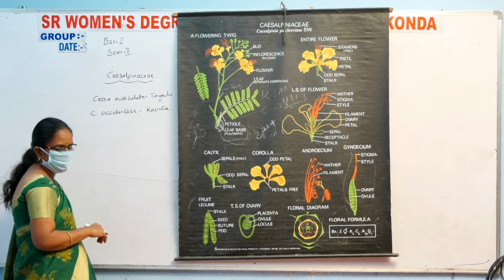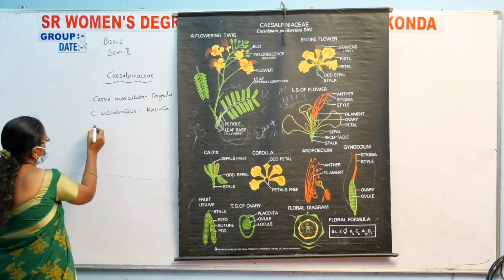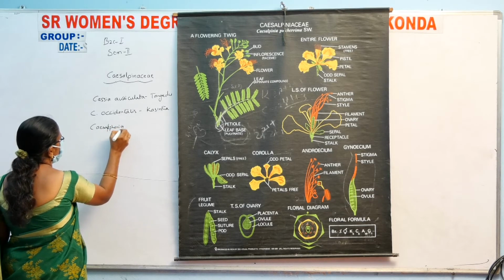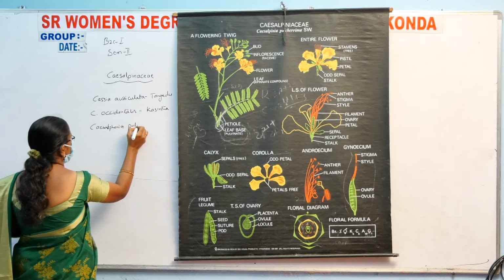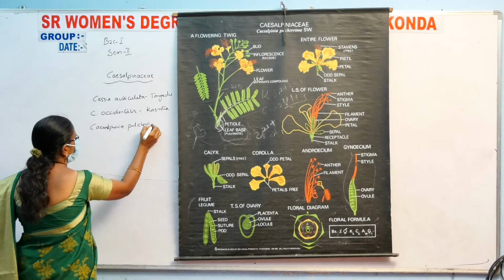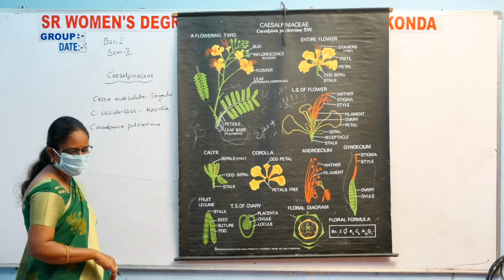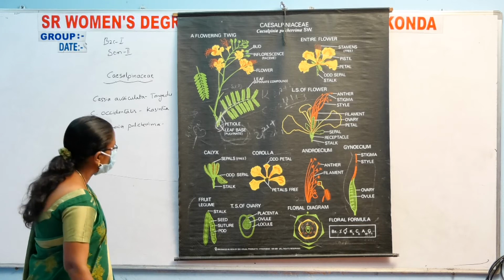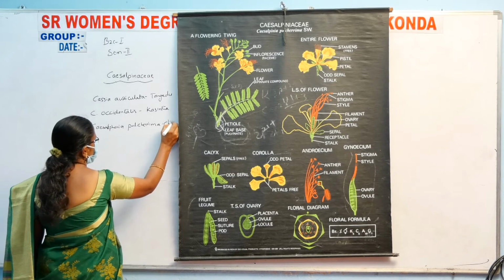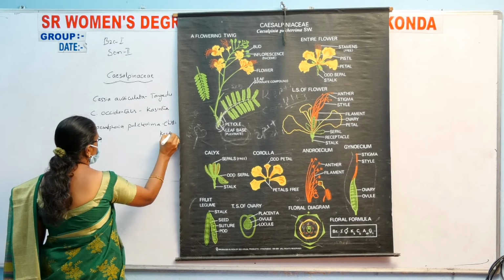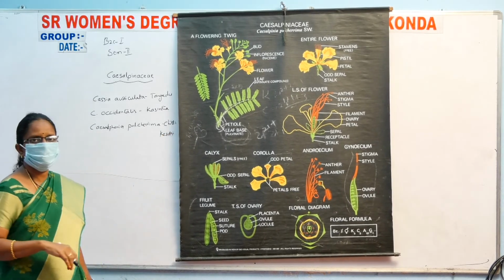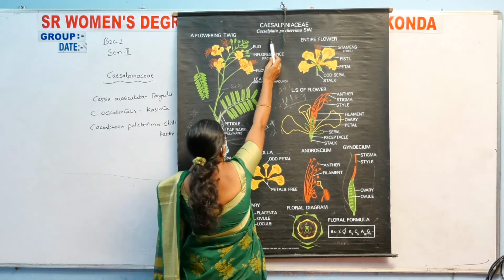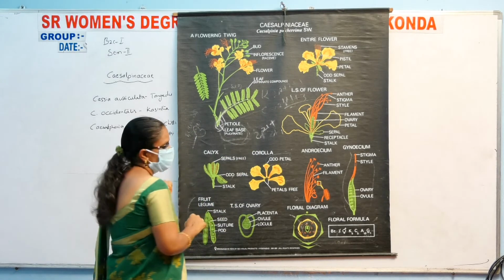And next one is Caesalpinia pulcherrima. The common name is Chitti Kesari. This is an example of the Caesalpinaceae family.